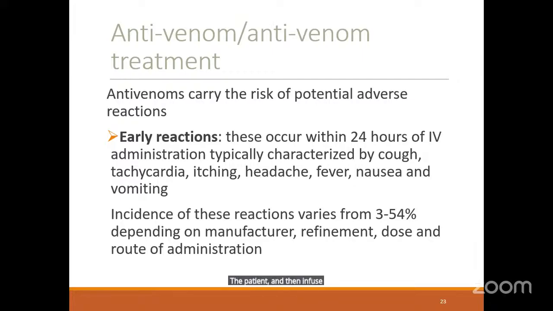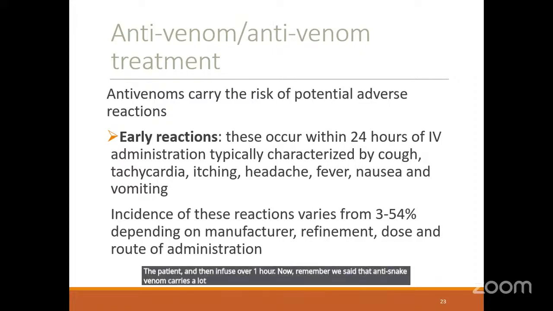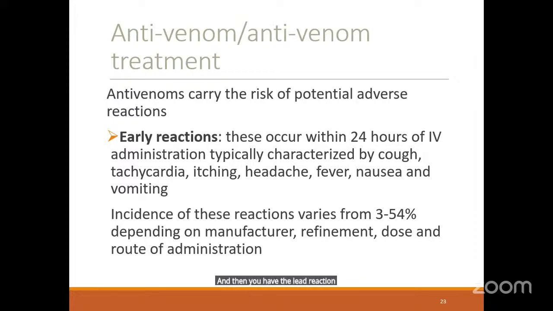Now, remember we said that anti-snake venom carries a lot of potential adverse effects, and the adverse effects are divided into 3. You have the early reaction, you have the pyrogenic reaction, and then you have the late reaction, which you can call a serum sickness. Now, the early reaction can occur within 24 hours of IV administration, and it's characterized by cough, tachycardia, itching, headache, nausea, vomiting.